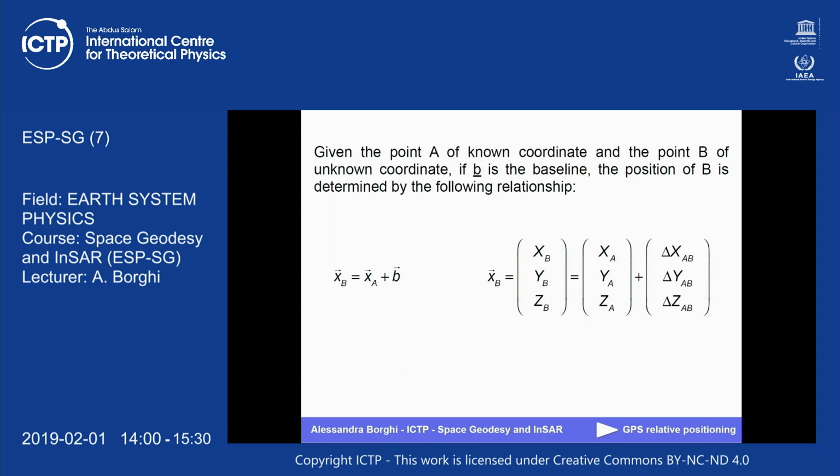So to obtain the coordinates of a point B, if you measure with the GPS data the baseline using relative positioning, you have, of course, to know the coordinates of the point A. It's a relative positioning, so I fix the coordinates of a point if I know the coordinates of the other point. This is important because we are going to see how we fix our coordinates.